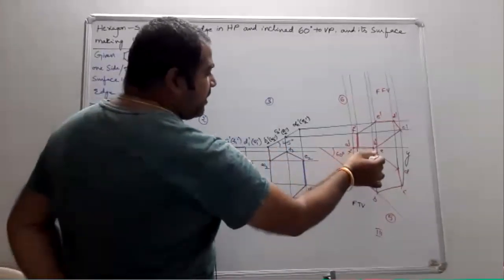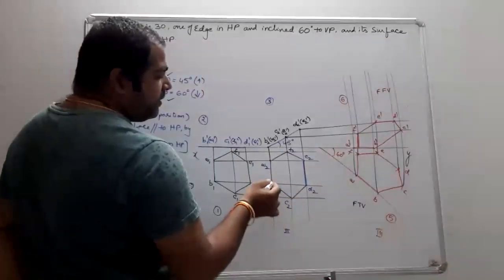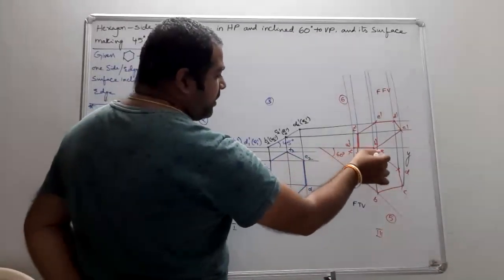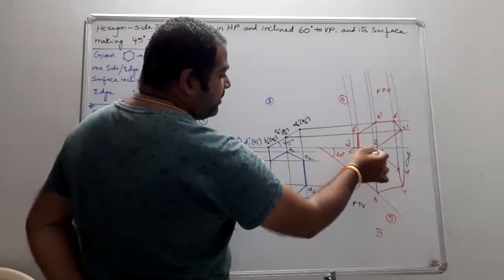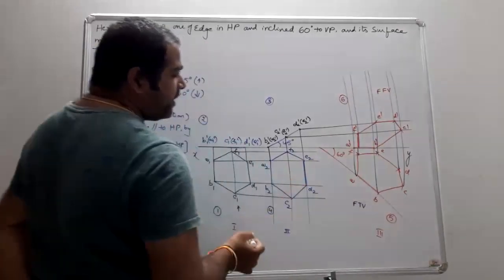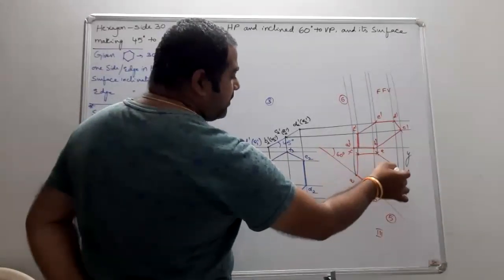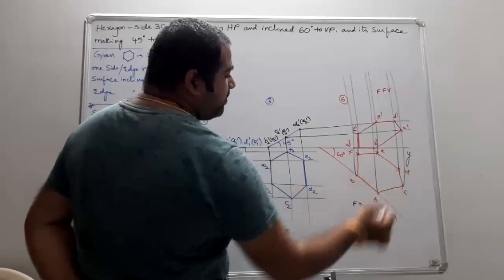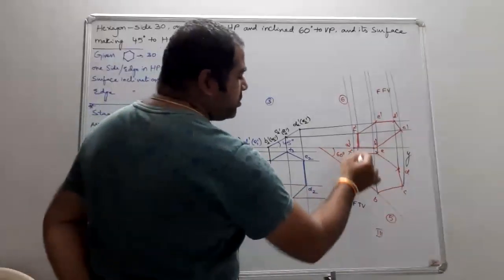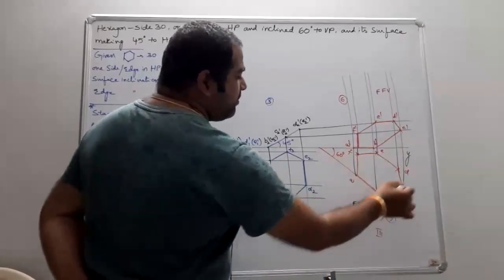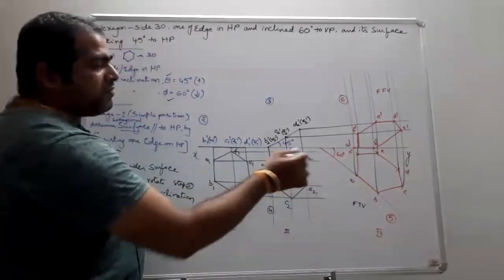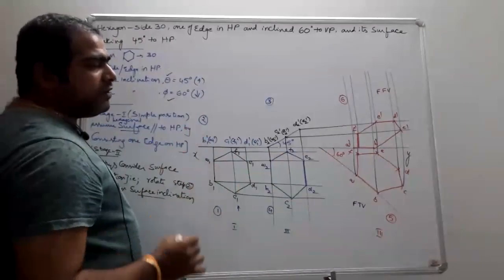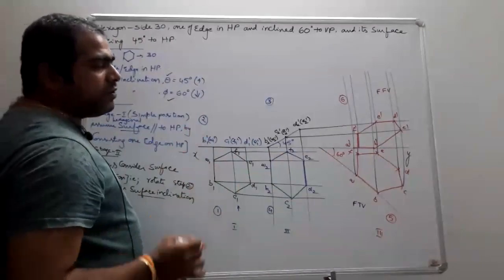So F as center, draw an arc. Similarly, B as center, you can draw an arc to bisect the point to obtain E. Next, E as center, draw an arc, and C as center, bisect it to obtain D. Once we obtain all the points, join in sequence. I get A, B, C, D, E, F. That was our final top view. I require the final top view. How can we get it? Draw the vertical projectors from the stage 3.